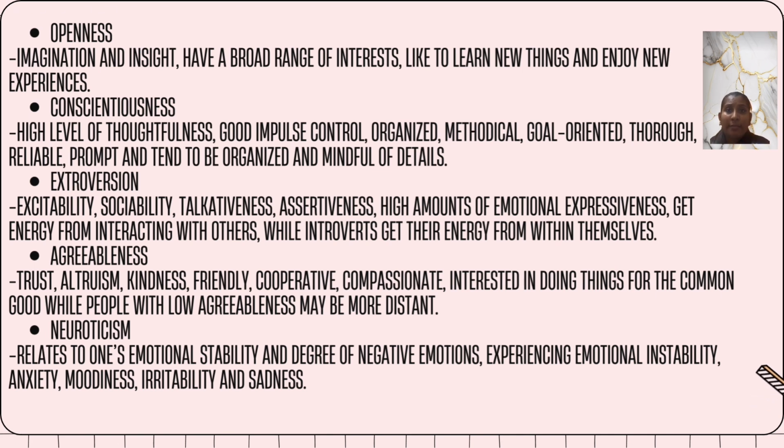The third one is agreeableness: trust, altruism, kindness, friendly, cooperative, compassionate, interest in doing things for the common good, while people with low agreeableness may be more distant. The fourth one is conscientiousness: a high level of thoughtfulness, good impulse control, methodical, goal-oriented, reliable, prompt, and tends to be organized and mindful of details.